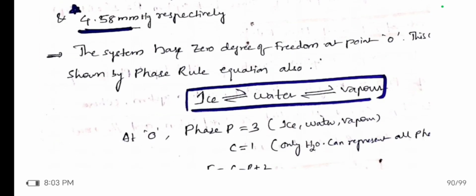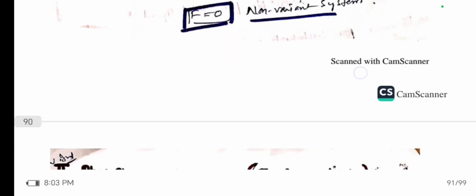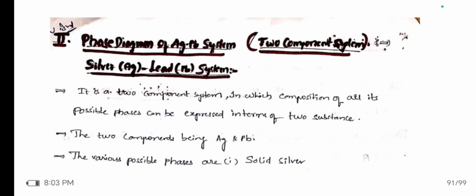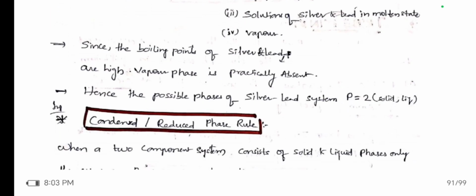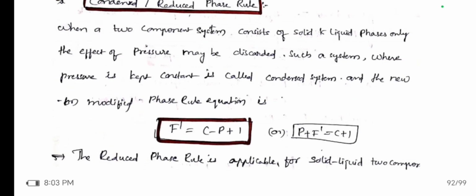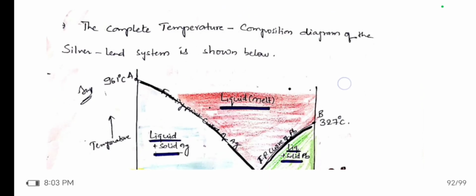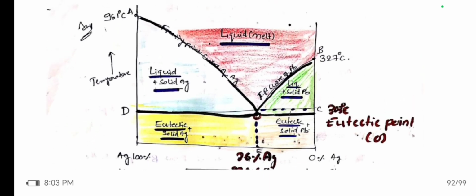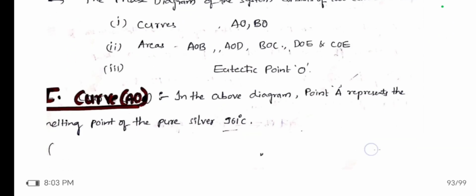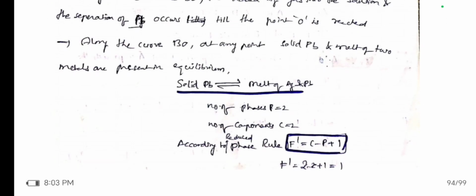Compulsory, you practice this question. Water phase diagram and silver lead phase diagram. That is, water is one component, this is a two component system, and phase is also different. That is, F is equal to C minus P plus 2 for water. For this, F is equal to C minus P plus 1. Don't forget, there is a difference. And this is a phase diagram of silver lead. Those two phase diagrams are different. Water is different, lead silver also different.